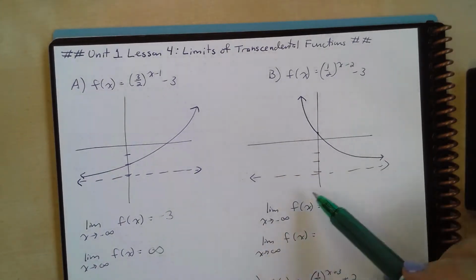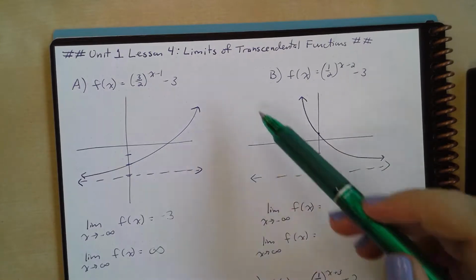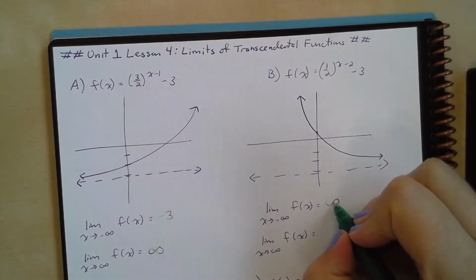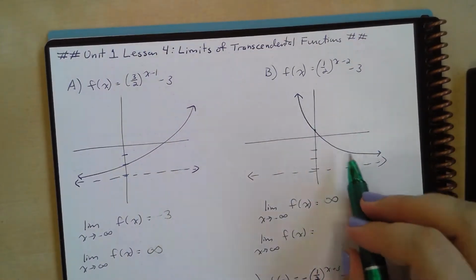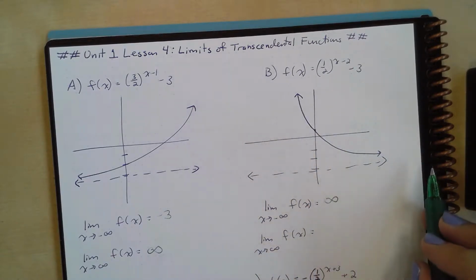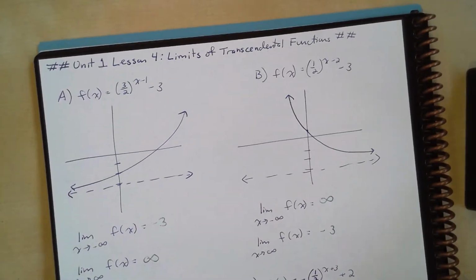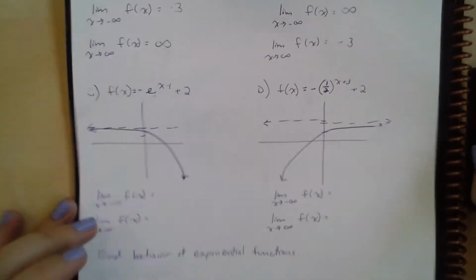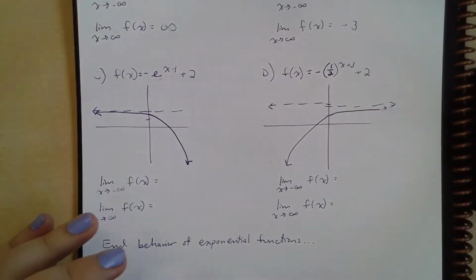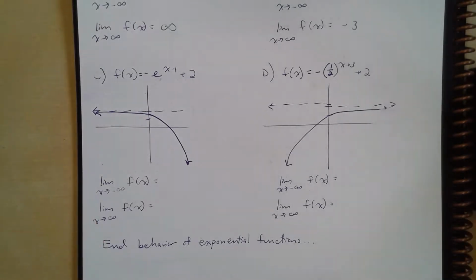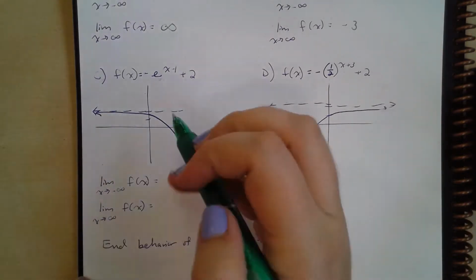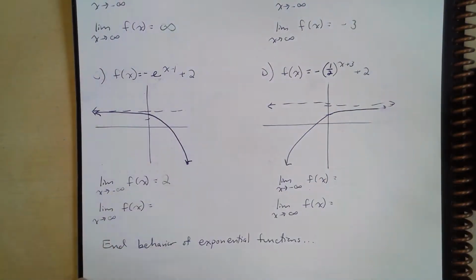Now if we look at B, this looks like we have a decay function here. As x goes to negative infinity, we're actually going up towards infinity. And as x goes towards infinity, it looks like we're getting closer and closer to that asymptote, which happens to be at negative 3. Now if I look at part C, I can see that the limit as x goes to negative infinity, I'm going to get closer and closer to 2, where our asymptote is.